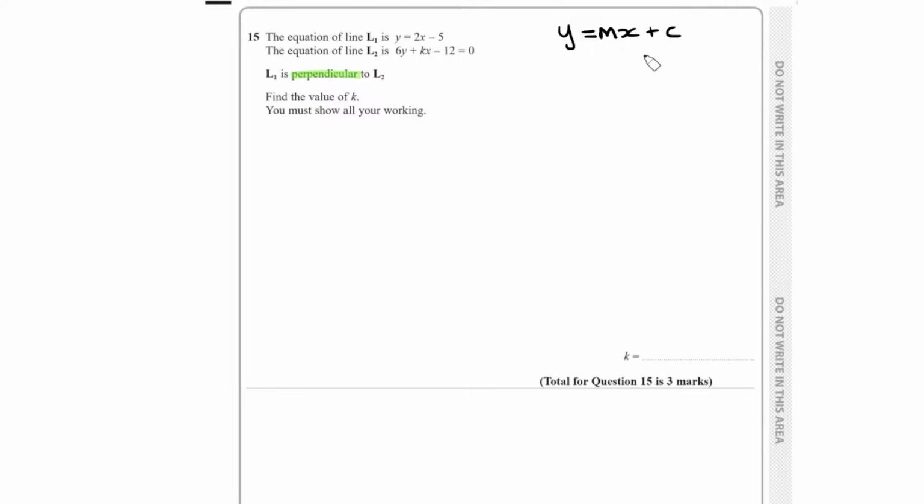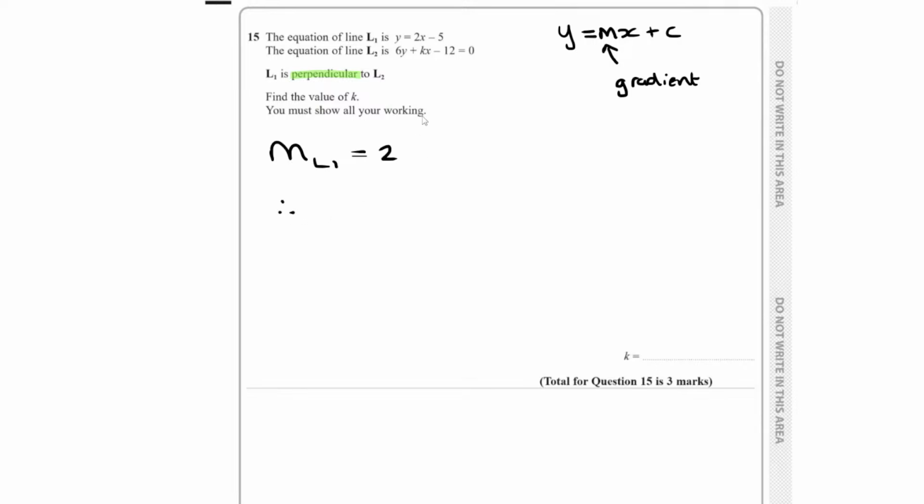Now, we can only look at the gradient when it's in this format, where y is the subject, okay? Because m is the gradient, isn't it? It can't be when it's rearranged any different way. You have to have just a single y as the subject, everything else on the other side. So for line 1, m, which is the gradient, is 2, positive 2. It's in the correct format, I can just pick out that information.